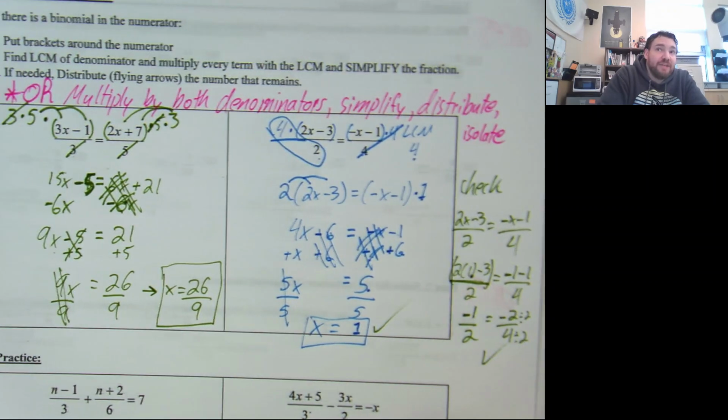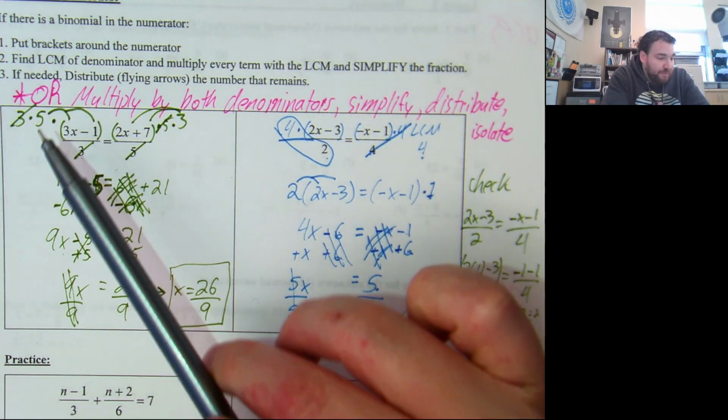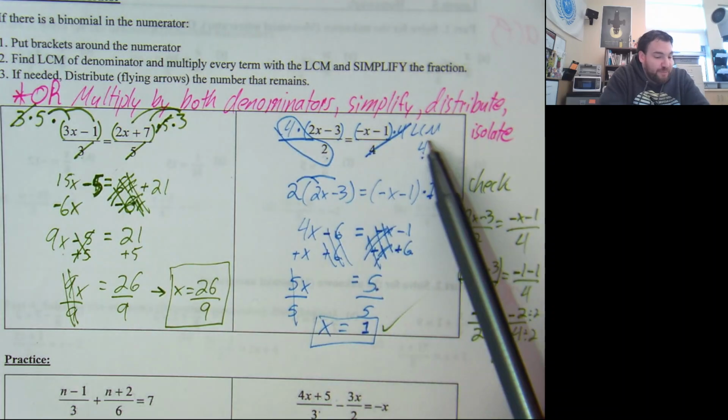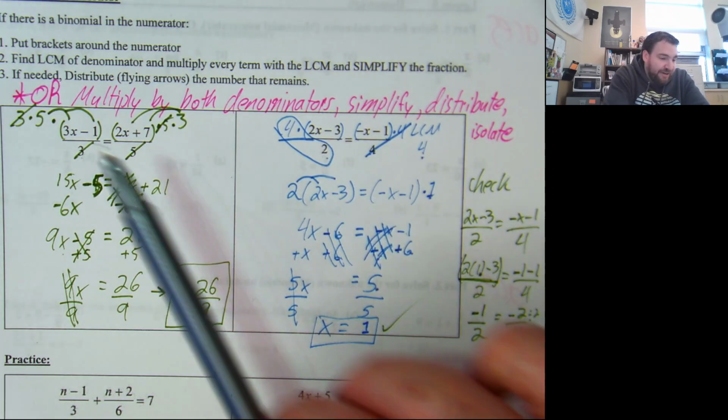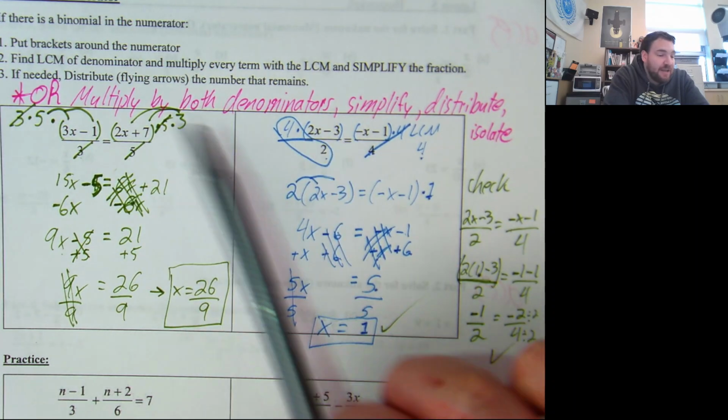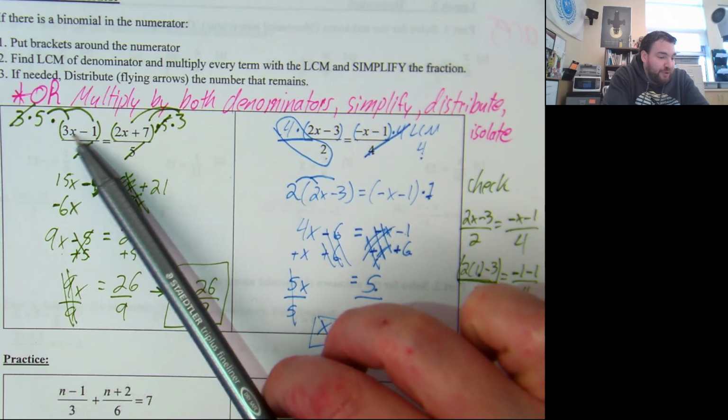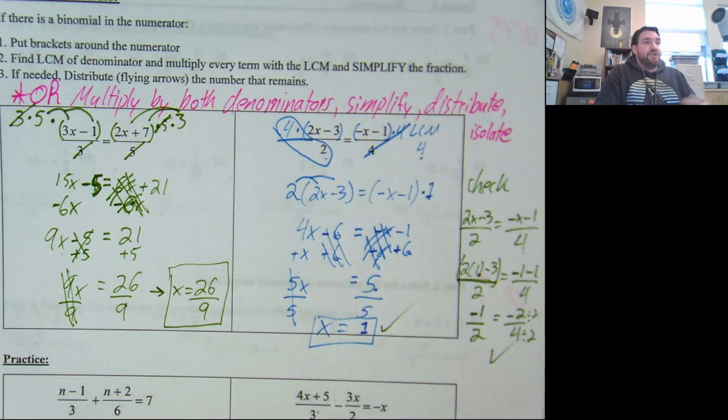Again, whichever method you choose, multiplying by each denominator or multiplying by the LCM will both work. As long as you're following each step, as long as the steps are mathematically true, you'll be fine. The key here is, regardless of which way you do it, make sure you throw brackets around your numerators so that you treat that thing as one large mathematical object.